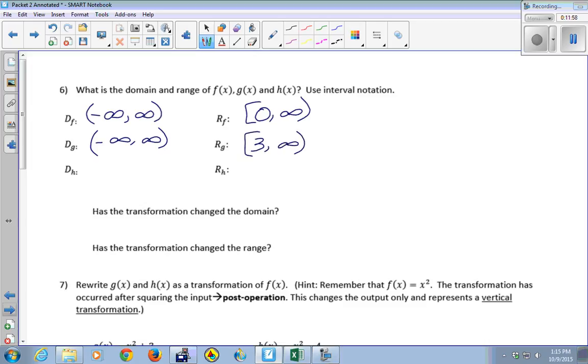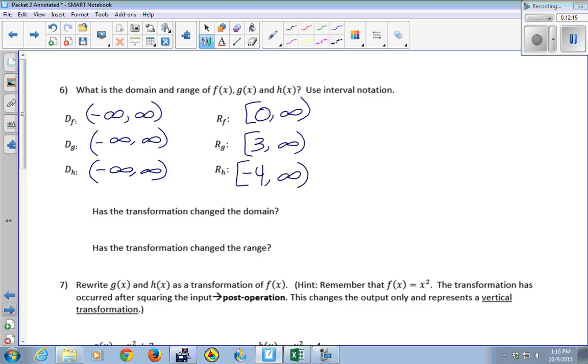Okay. And h, x squared minus 4, any restrictions on its domain? Nope. -infinity to infinity. How about its range? What's the smallest y value to its biggest y value? -4 is its smallest, and it goes up to infinity.